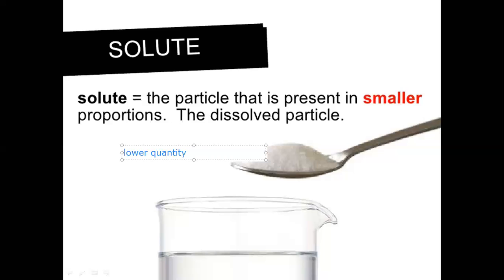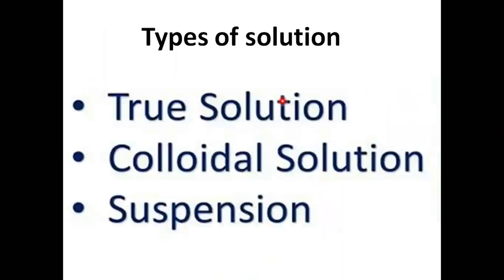A solution can have more than one solute. In lemon water, lemon, salt and sugar are the solutes. So, solute plus solvent mixture is a solution. There are three types of solutions: true solution, colloidal solution and suspension. One by one, we will discuss them.